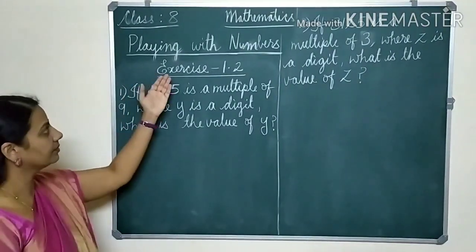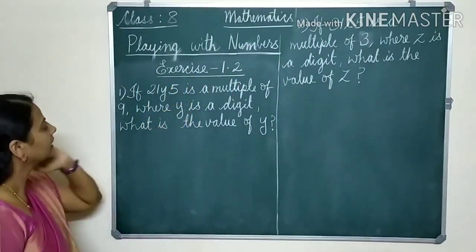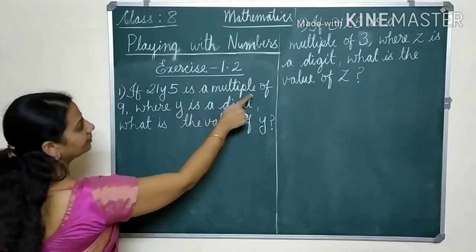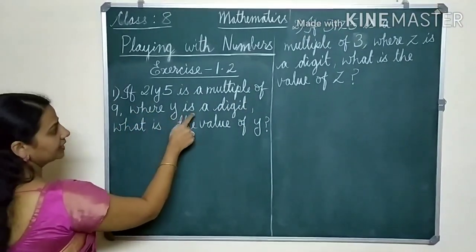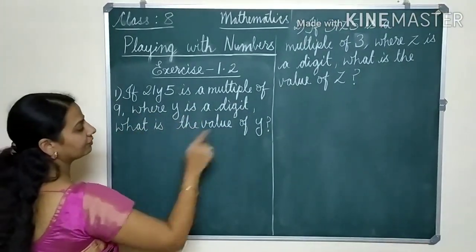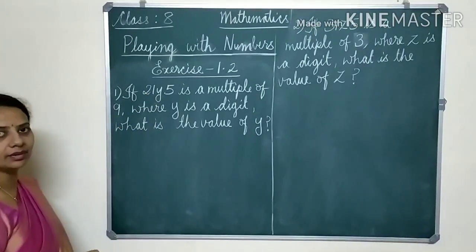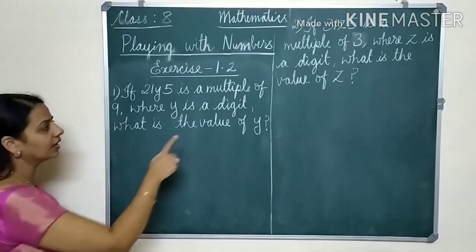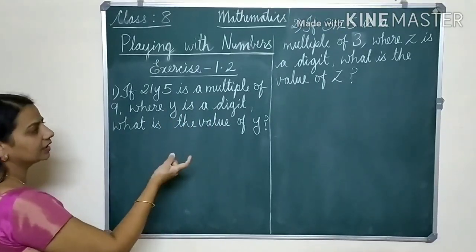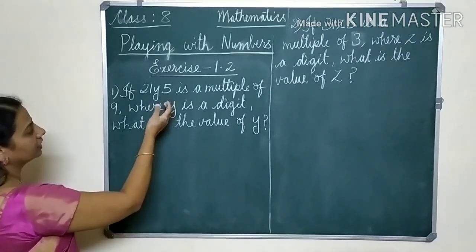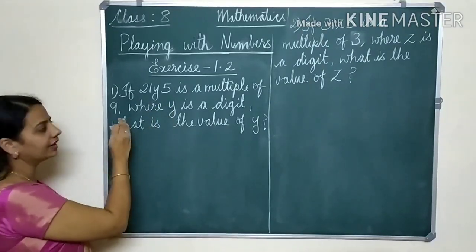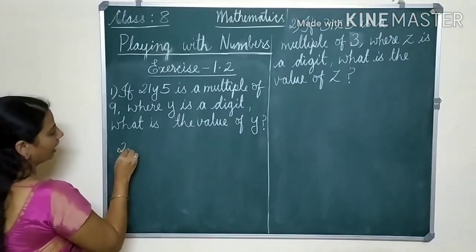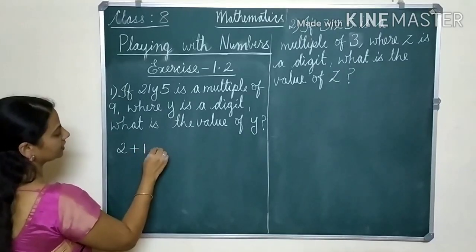Okay, now let's do some sums from exercise 1.2. I'll read the question first. If 21y5 is a multiple of 9 where y is a digit, what is the value of y? Now this is a number where we have to find the value of y, and it's a digit. A digit means only one digit. It cannot take two digits or 3 digits. So now what is the rule for finding out whether it is a multiple of 9? You just have to add these digits.